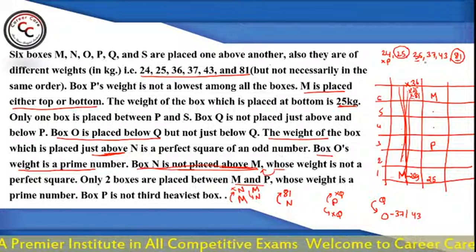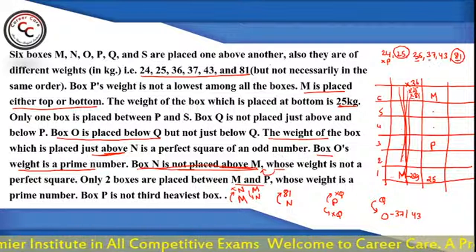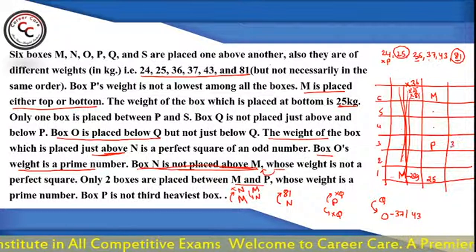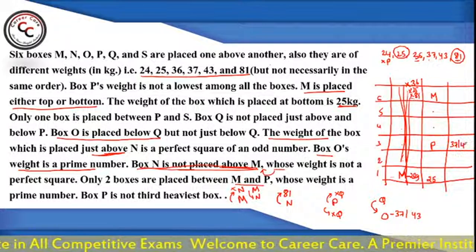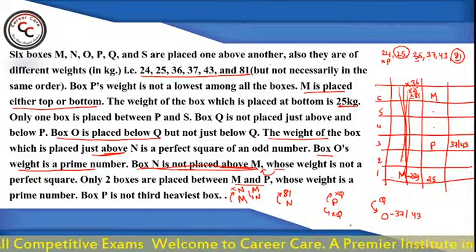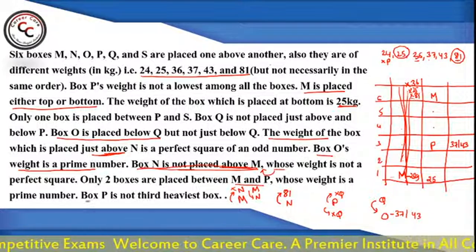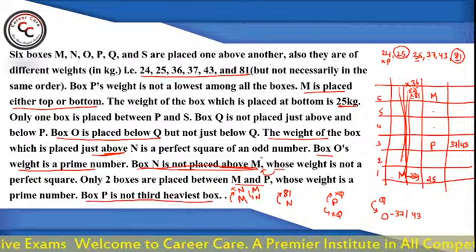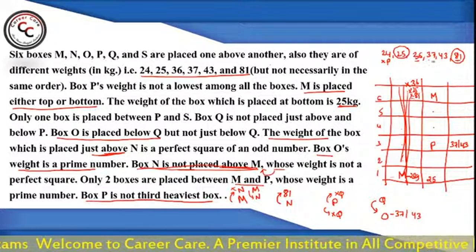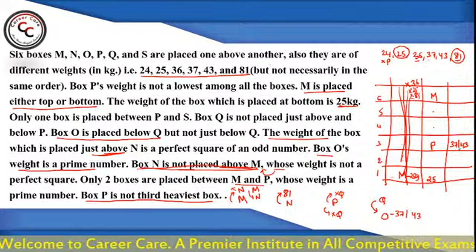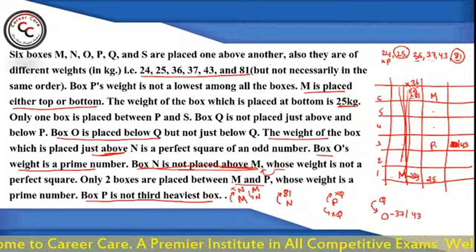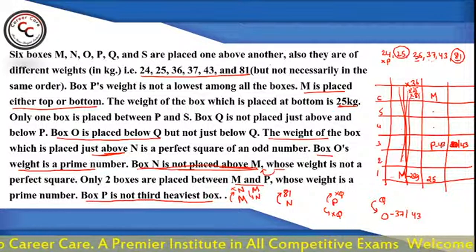P's weight is a prime number, and we know that the prime numbers are 2, 37, 43. So P's weight can be 37 or 43. Now here, if you see, box P is not the third heaviest, and the third heaviest is 37. That means P's weight is not 37. If not 37, you can give 43. Simple. Finish.